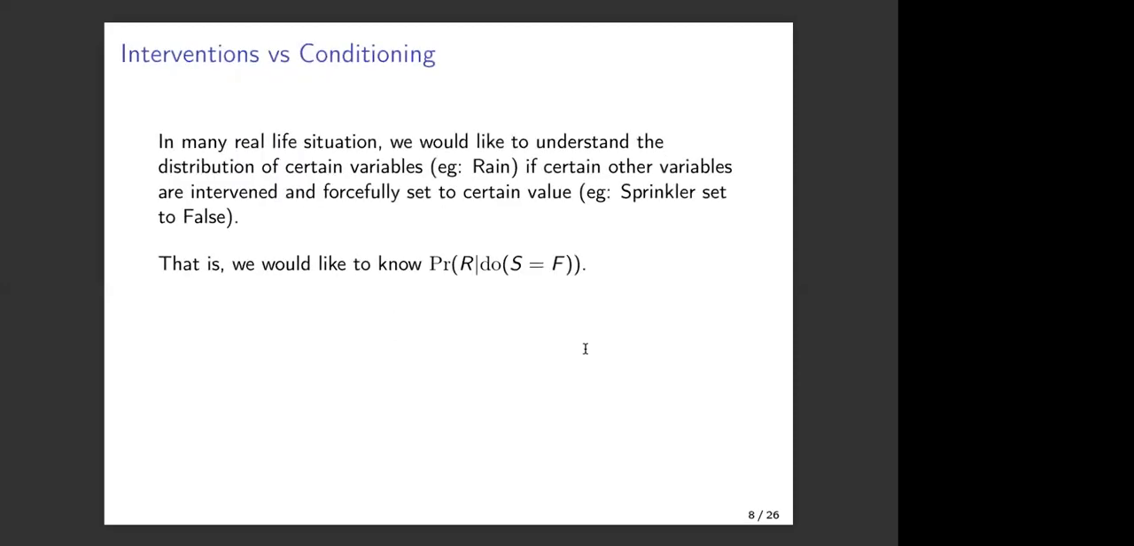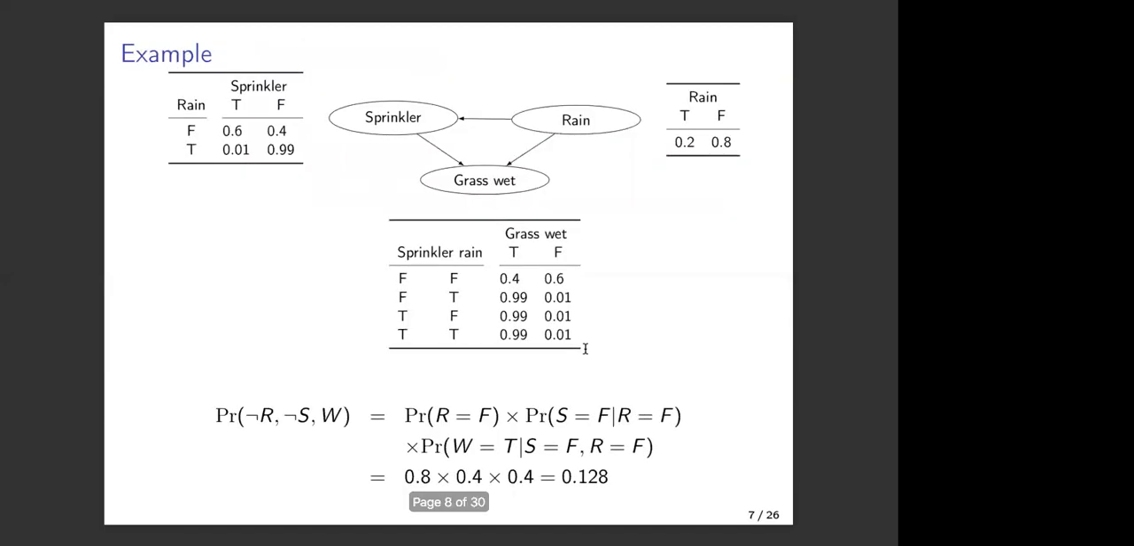But in many real life situations, we would like to understand the distribution of variables such as rain here or grass wet, if certain other variables are intervened on and forcefully set to certain values. For example, I want to know the probability of rain if the sprinkler is set to false. So if you go back to this picture, let's say that sprinkler is set to false. What is the probability of rain?